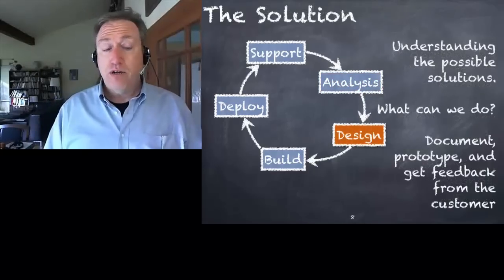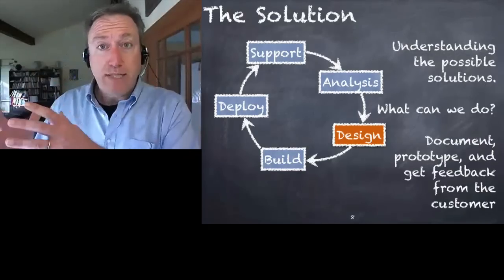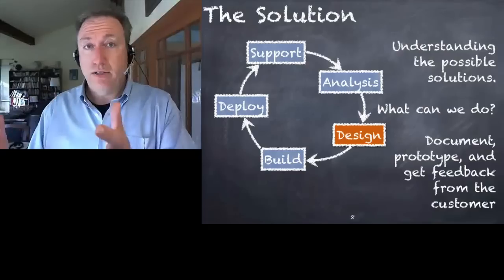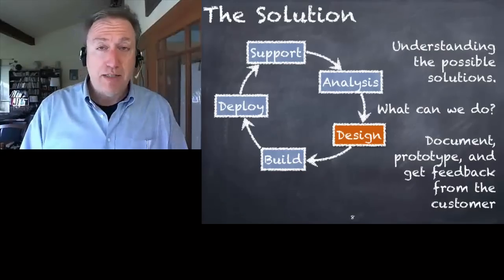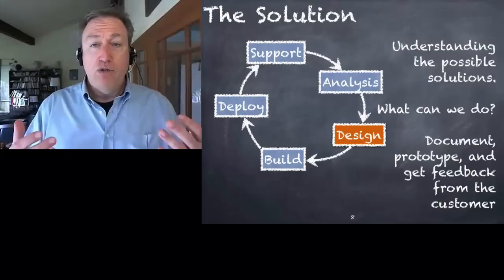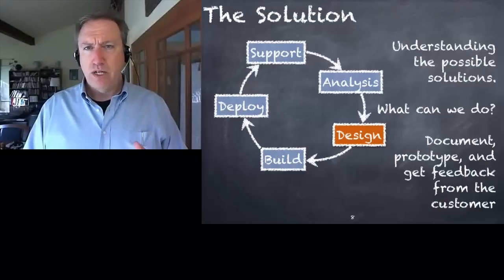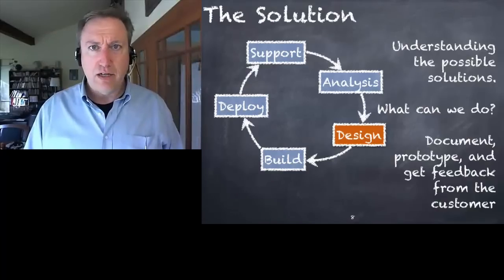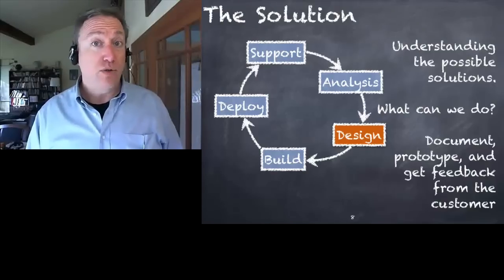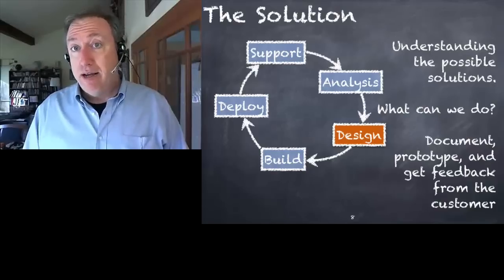Now, this is where you've got a pretty good handle on the problem. Now you want to think about what's the solution. What are the range of different solutions? Some of them might be expensive. Some of them might take a long time. Some of them might be very cheap. You look at the whole spectrum of what we can do for this person. What can we use? What technologies are available to us? What other products can we buy that might do the same job? Again, you produce documents and diagrams and that sort of thing.